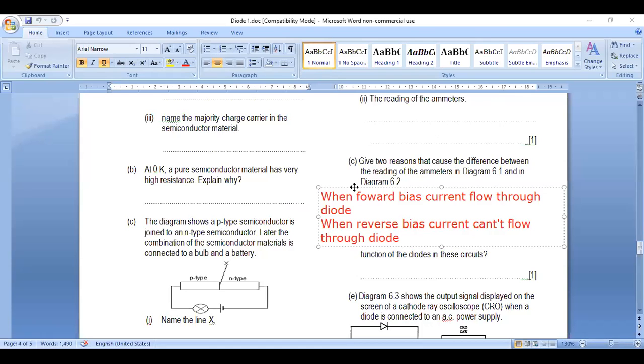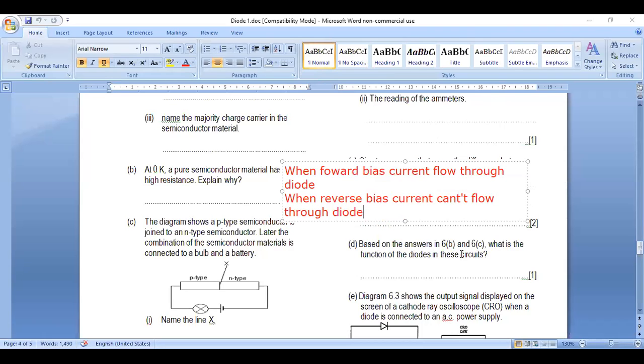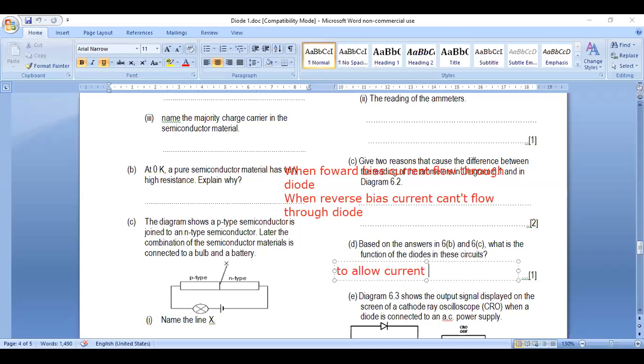Okay. So based on this answer, what is the function of the diode? The function of the diode is to allow current to flow in one direction. Or you can even say another answer is to convert AC to DC, to convert alternating current to direct current. Either one can.